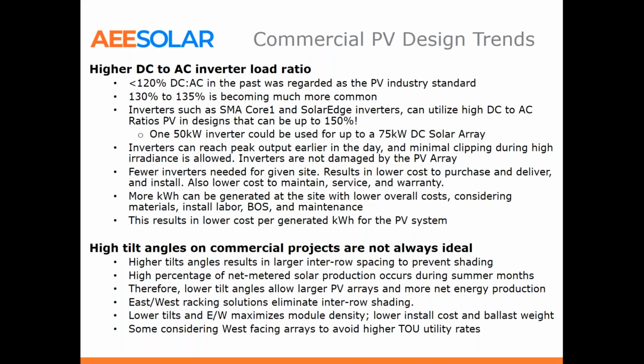And the result of that is that the inverter reaches peak output much earlier in the day. We allow the inverter to clip minimally during high irradiance, but we're saving a lot of money in the amount of inverters that need to be installed. Fewer inverters are needed for each site, lower cost to purchase these inverters, deliver and install them, less maintenance, service, and warranty costs. And as a result, we can get more kilowatt hours at a lower overall cost considering everything. You know, those inverters aren't going to clip in the morning, they're not going to clip in the afternoon, they're not going to clip in the months of lower irradiance.